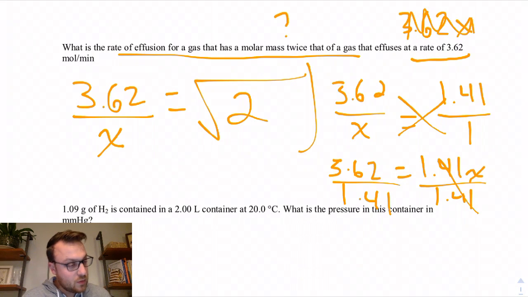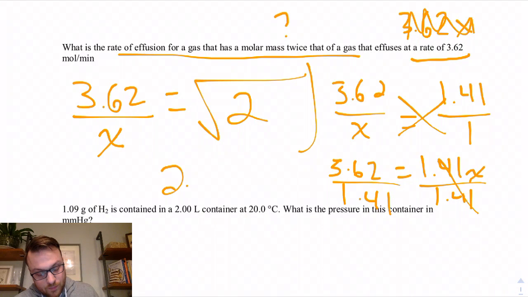and 3.62 divided by 1.41 is 2.57 moles per minute.